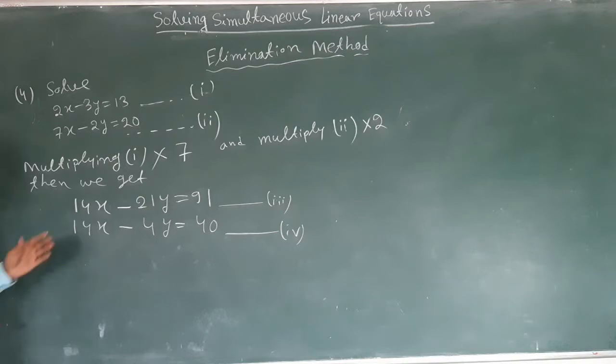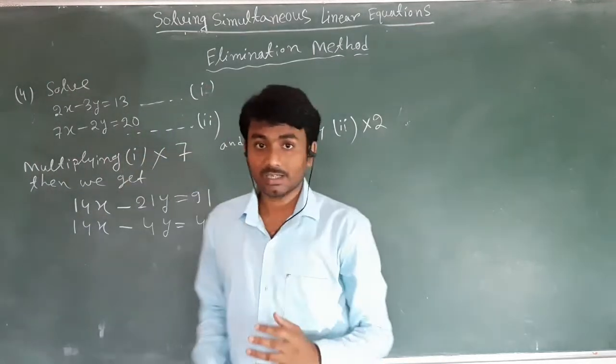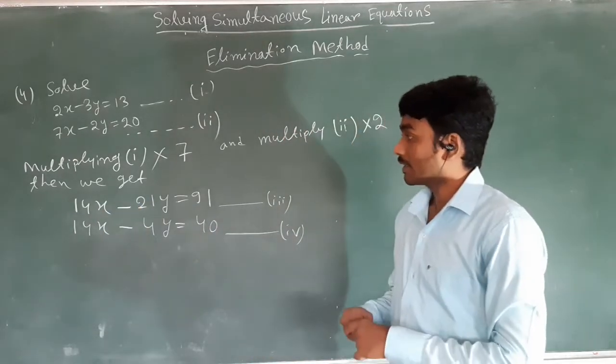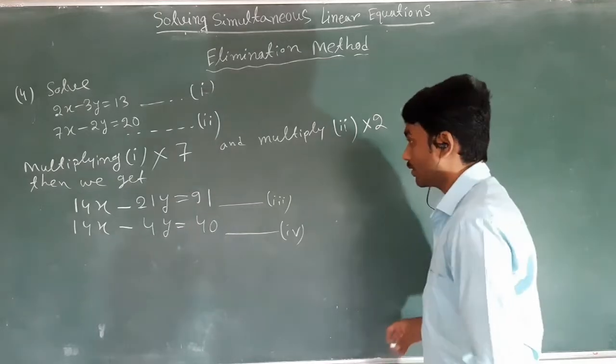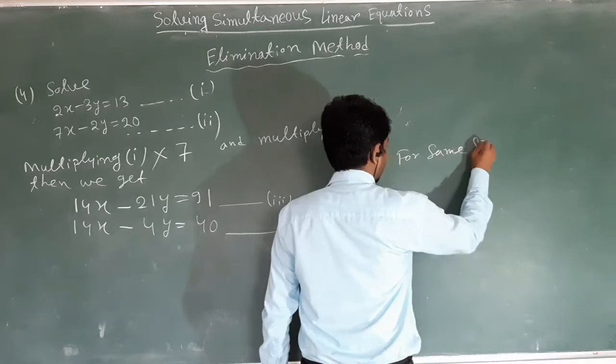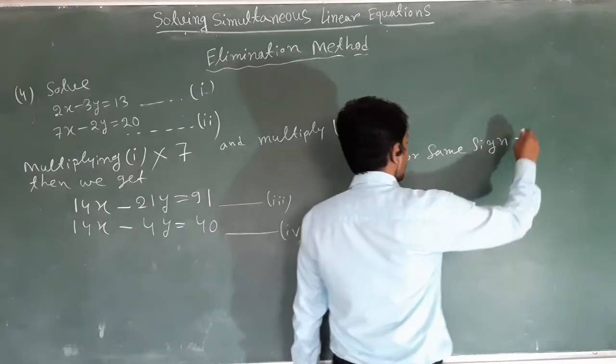So from equations 3 and 4, we see that the numerical coefficients of x have the same sign. So we have to subtract. If the numerically equal coefficients are in opposite sign, then we add. If the numerically equal coefficients of x are the same sign, then we subtract. So for equal sign or same sign, we do subtract.